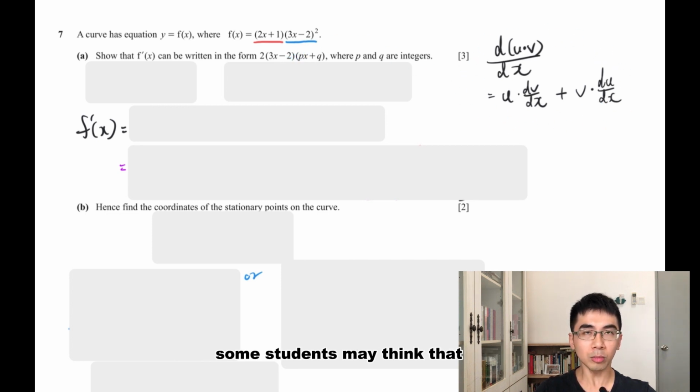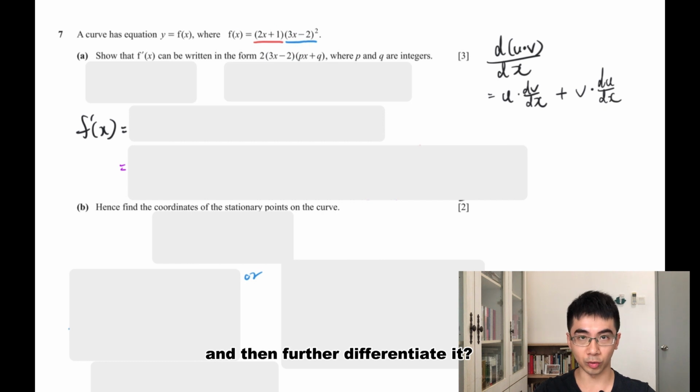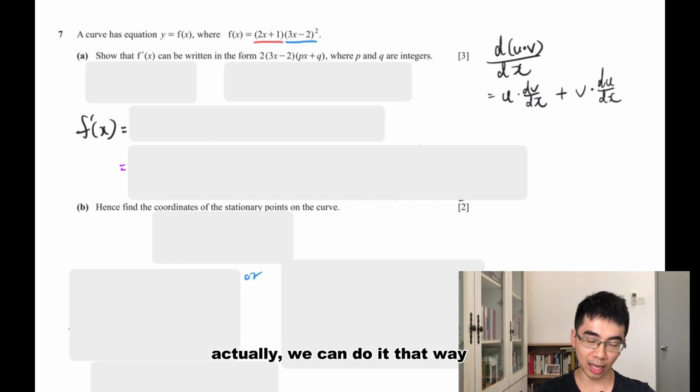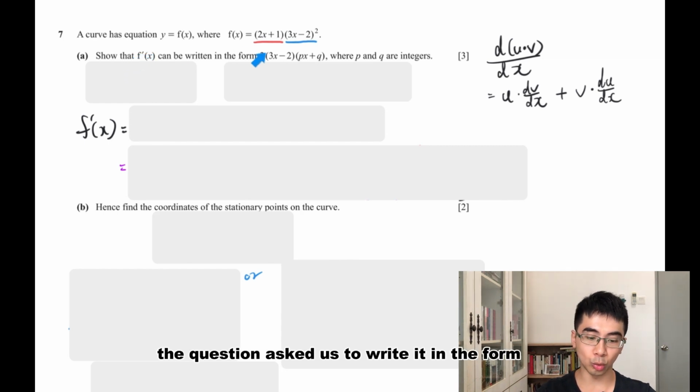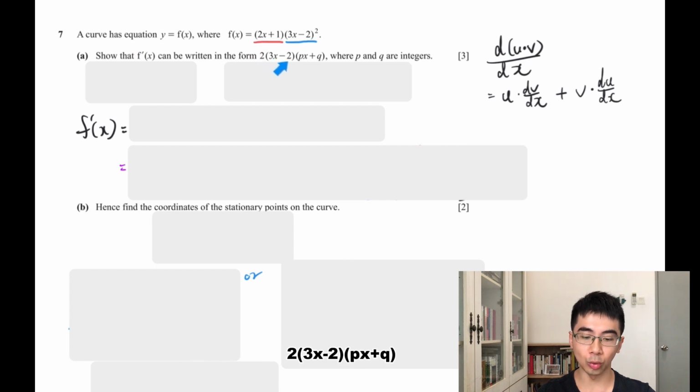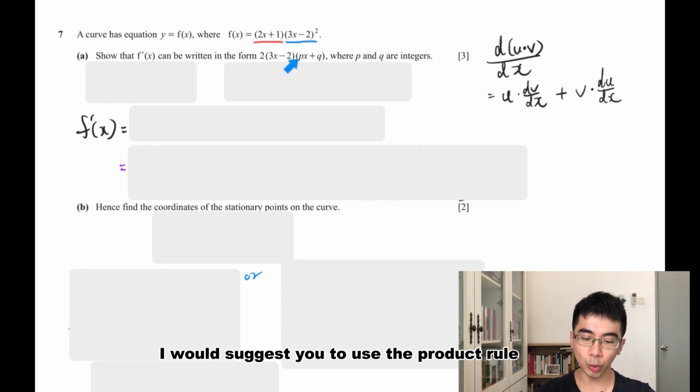All right, but some students may think, oh, can we just break down the function f of x and then further differentiate it? Actually, we can do it that way, but let's take a look here. For f prime of x, the question asks us to write it in the form of 2 times (3x minus 2) and then times another bracket. So we need to do some factorization. So I would suggest you just use the product rule.